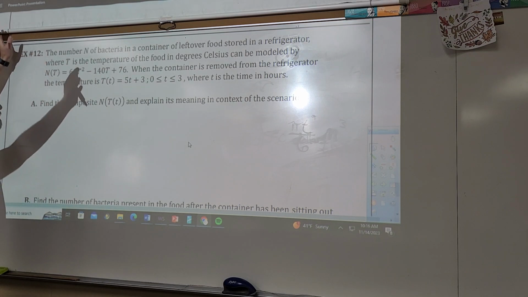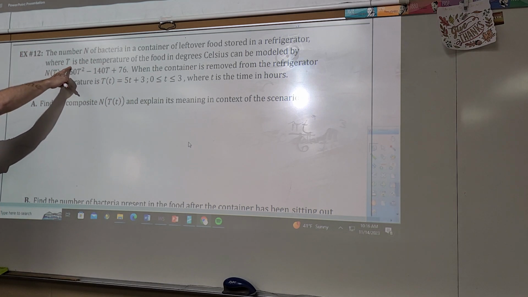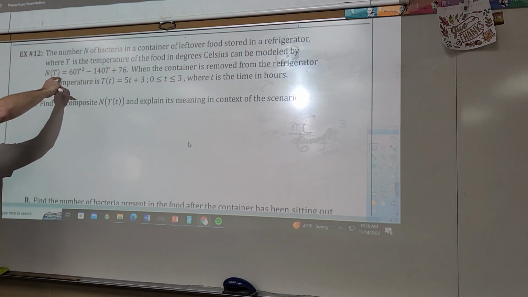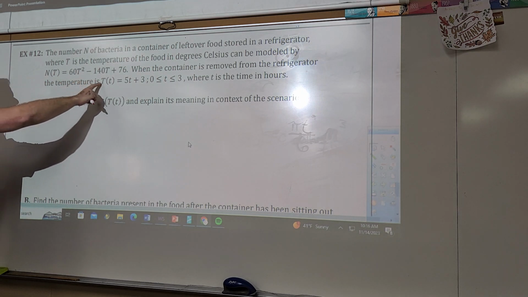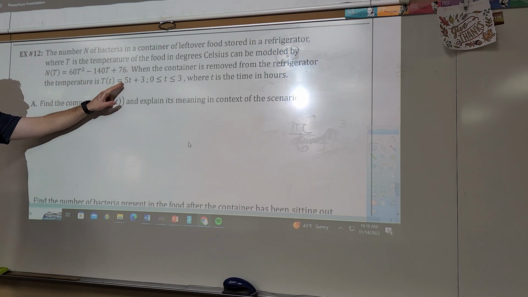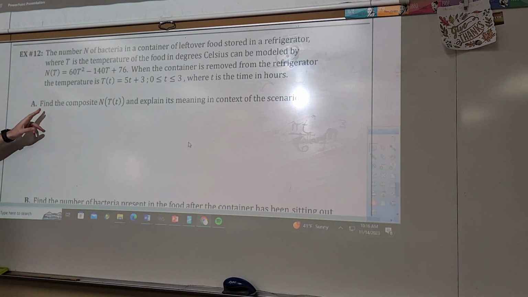All right, let's refocus. So we have a container of leftover food stored in the fridge where T is the temperature of food in degrees Celsius modeled by this. When the container is removed, the temperature is this, where 0 to 3, where T is time in hours. Find N of T of T.